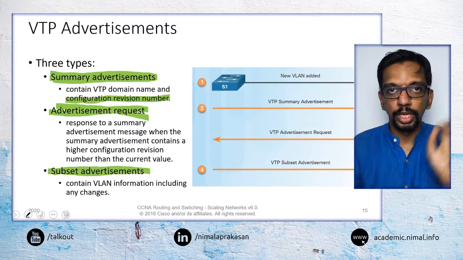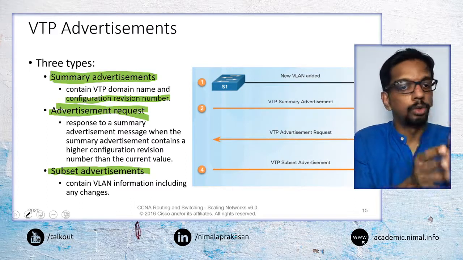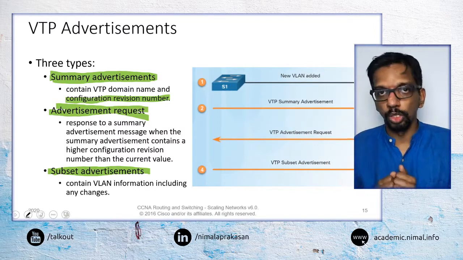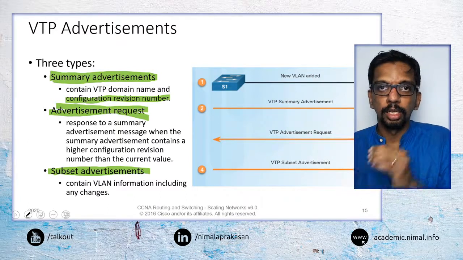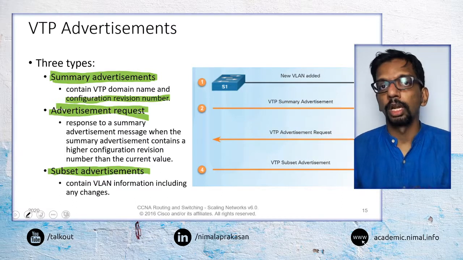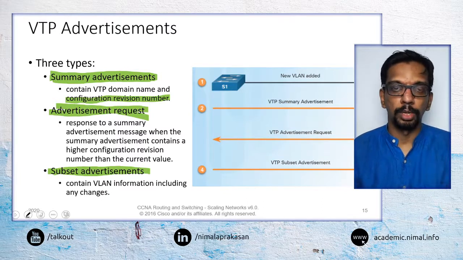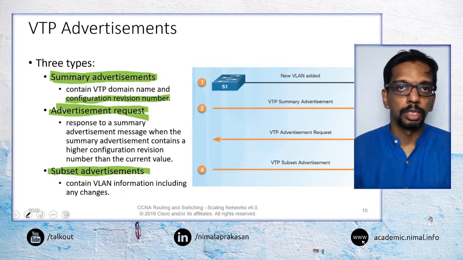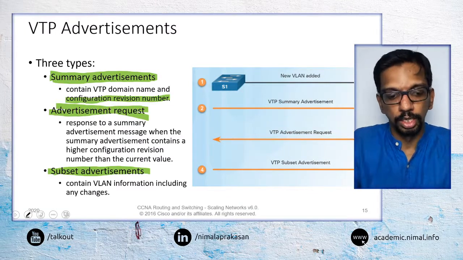So first a new VLAN is created, then that information is put in what is called a VTP summary advertisement, and that will be forwarded to all the switches connected. If a particular switch that is receiving it checks the configuration revision number and sees that it has not received that revision previously, it will request an update for that particular revision number, and then it will send those subset advertisements. So those VLAN details will be forwarded across.